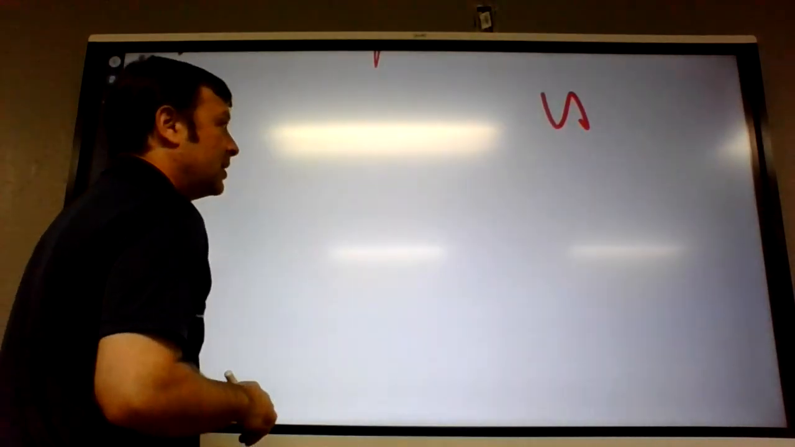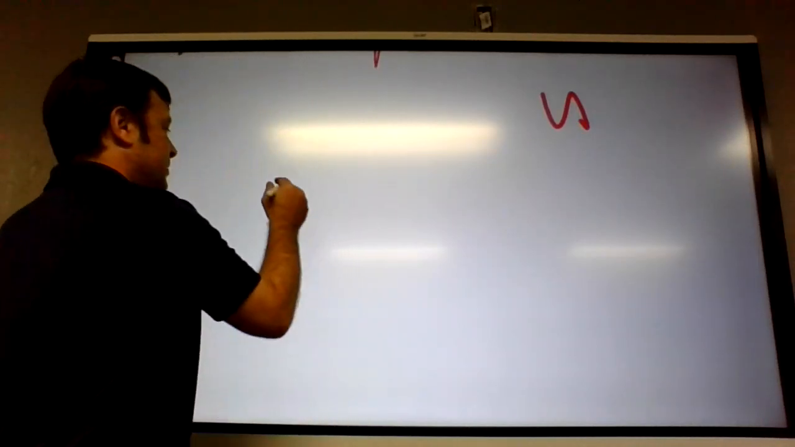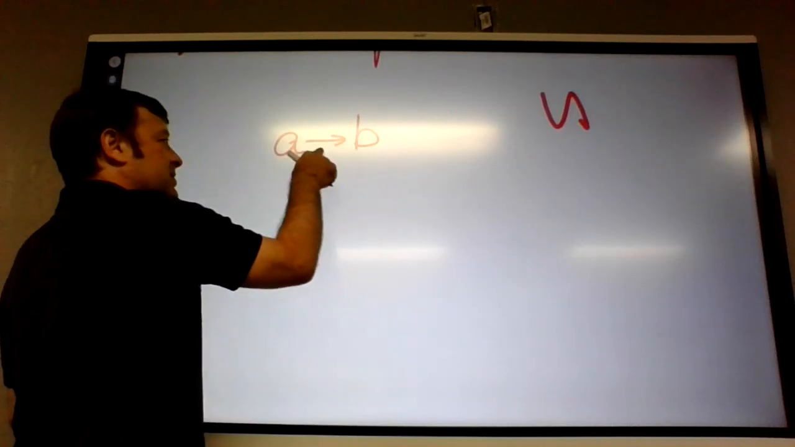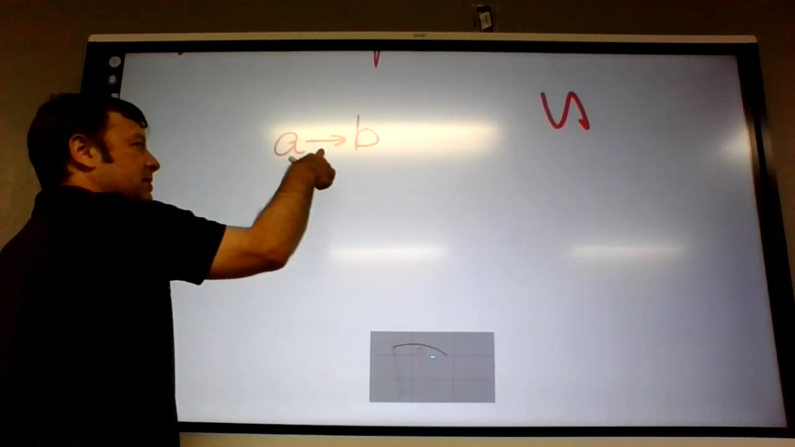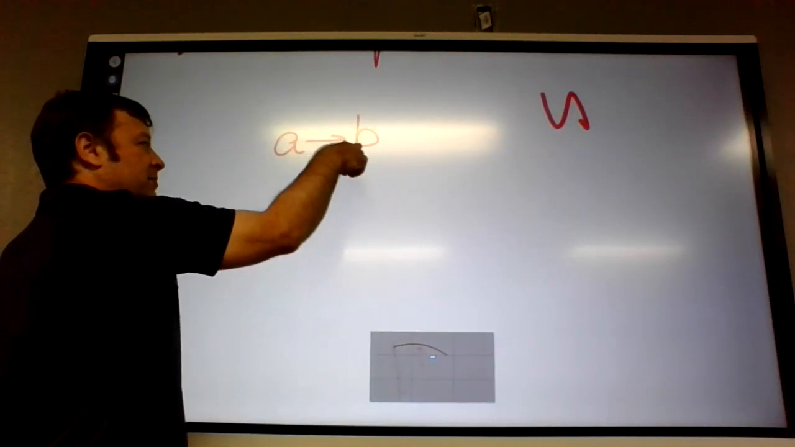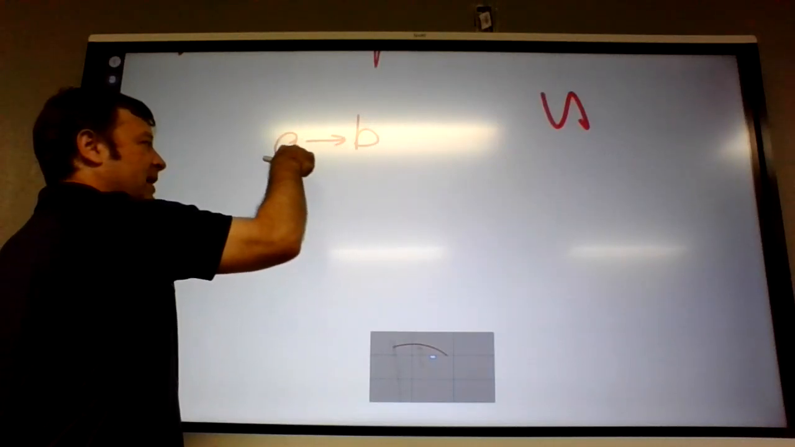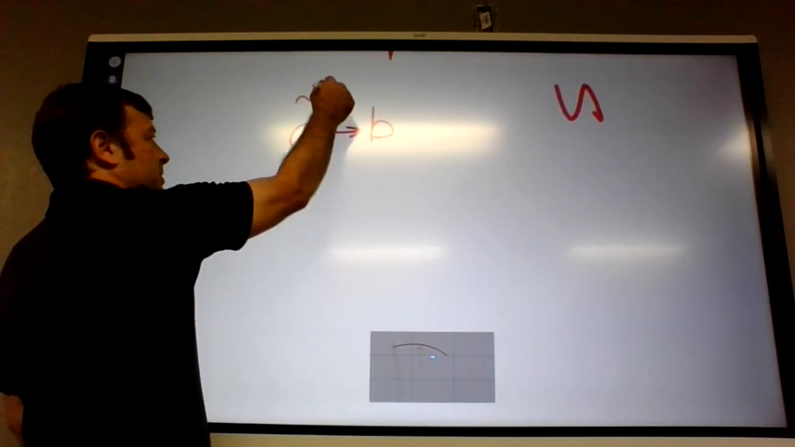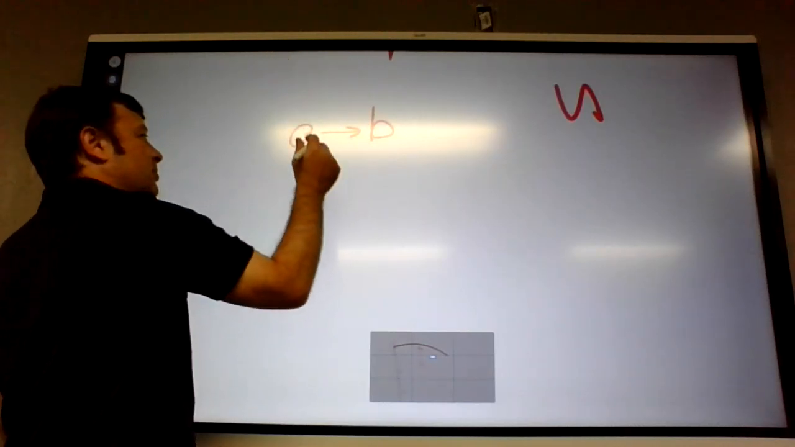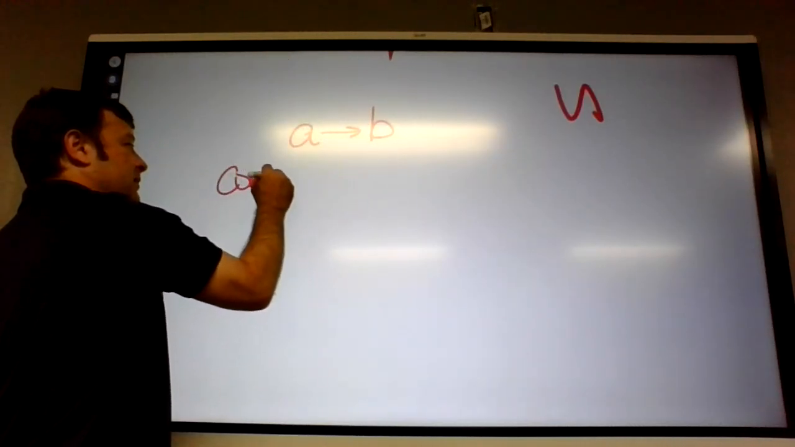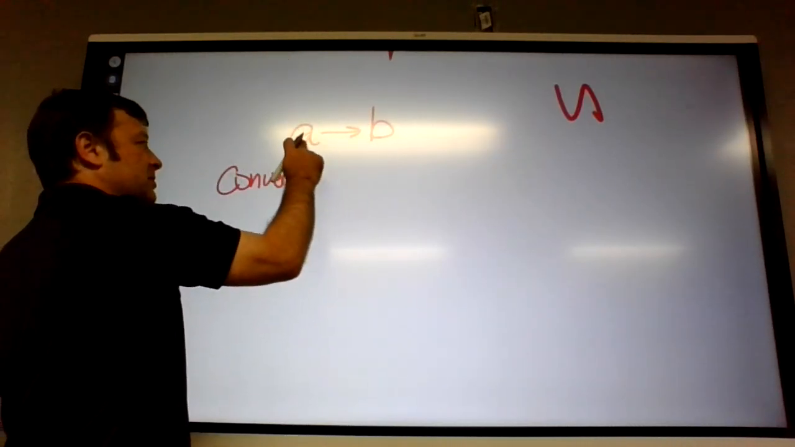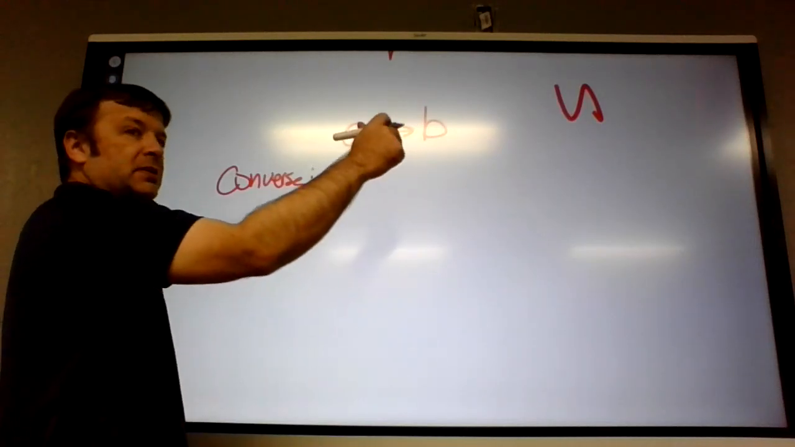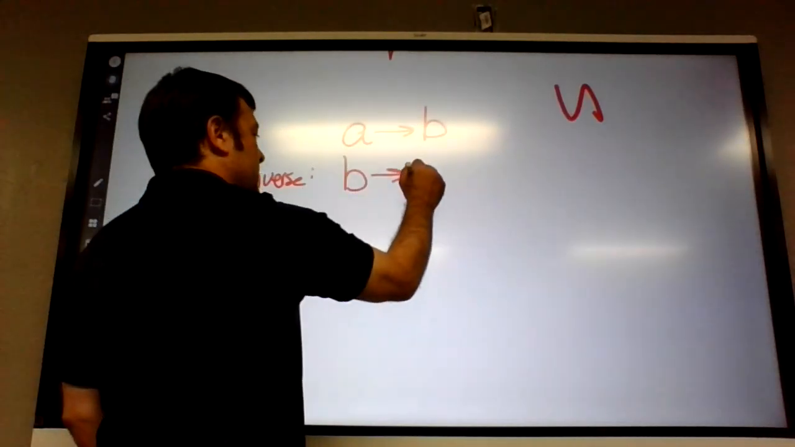Okay, so there's three kinds of deductive logic. Actually, before I do that, let's go back to yesterday for a second. What's this arrow mean? It means if A, then B. So A implies B. If A happens, B will happen. And remember the squiggly means not A. So what is the converse of this statement? How did we do converse? Switch the wording. Yeah, if B then A.